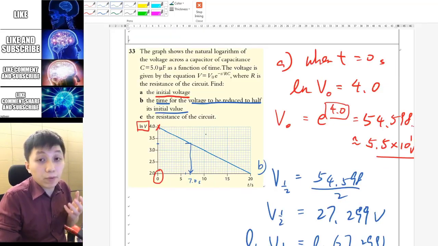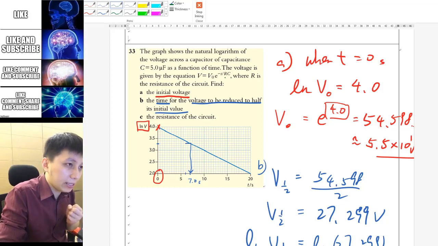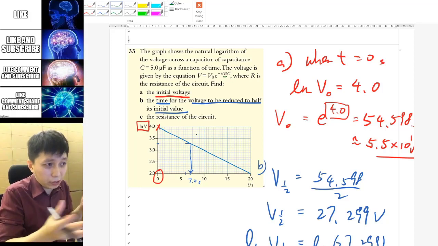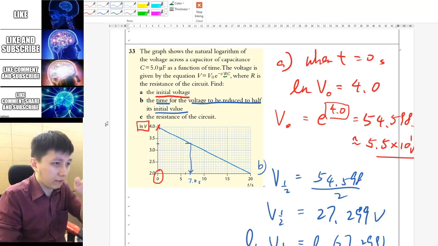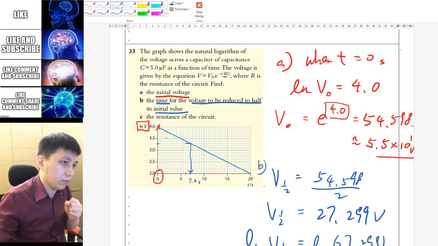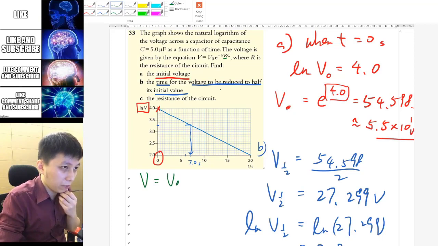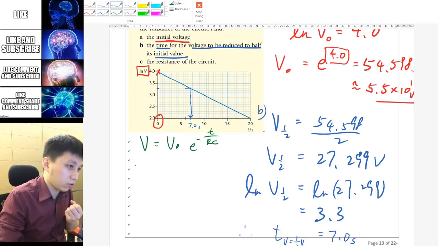Part C should probably be the hardest for you, and it's asking you about the resistance. You can see it right here, but then it's hard to determine from the graph or from the equation itself, because you don't have the other values. So what you can do for the beginning would be to have the equation first, just from the question itself, e to the power of minus t over RC, and then what you can do is take the natural log.